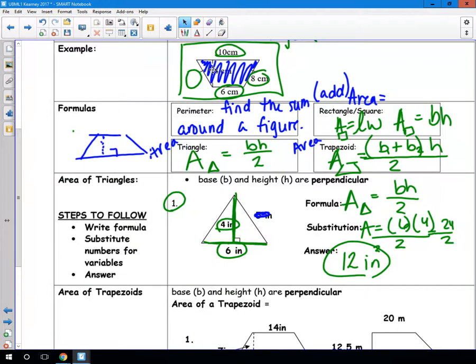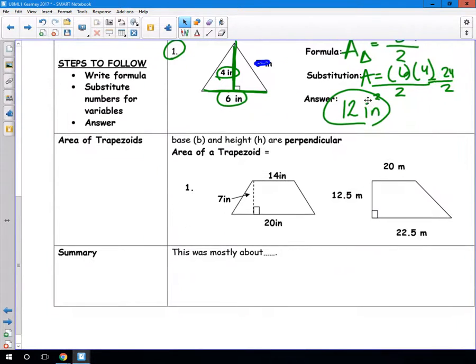So now, let's do a trapezoid. Okay, so we said the trapezoid formula, so go back to the top. At any point during your homework tonight, if you forget your formulas, use your mini lesson as a resource.